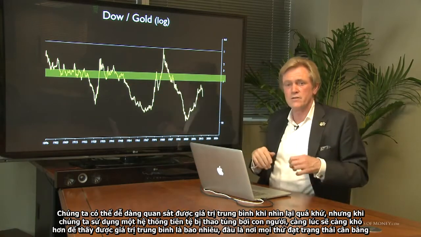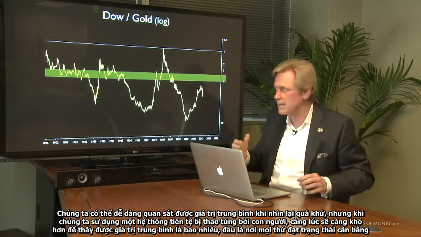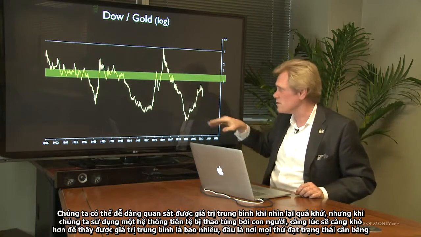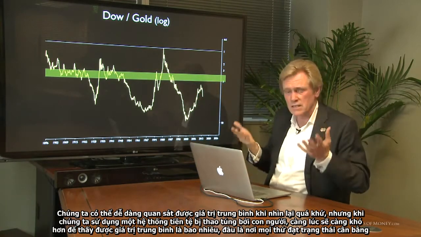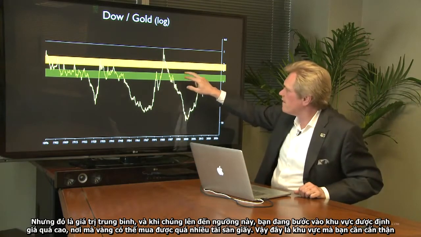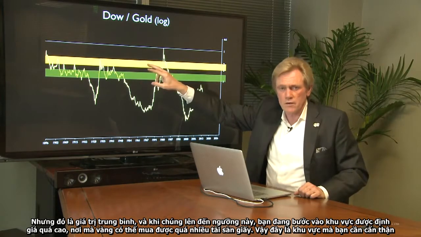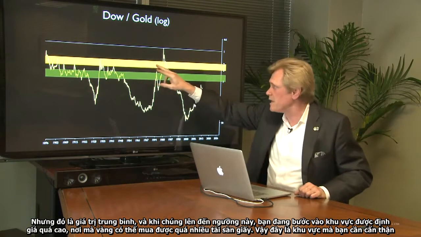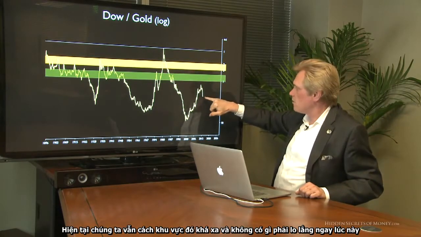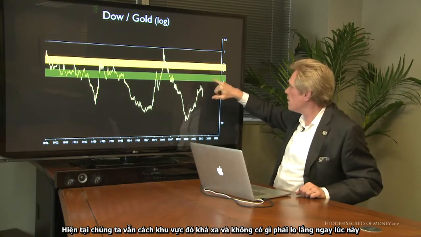But as we get into a monetary system that is manipulated by men, it gets harder and harder to see where the average really is, where the mean is, where everything's in balance. But this is the fair value. When you get up in this range, you're getting into overvalued territory where gold is buying too many paper assets. So this is the caution range. Right now, we are a long ways away from this. There's nothing to worry about currently.